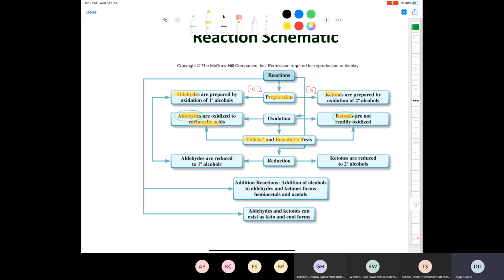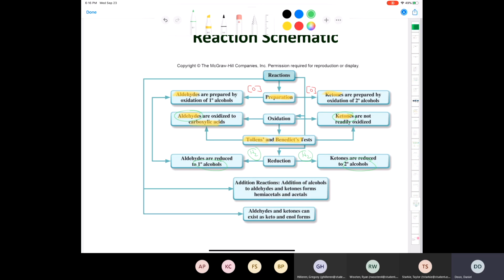What else? The reduction of aldehydes and ketones is just the reverse of the oxidation. An aldehyde can be reduced using hydrogenation. This is a hydrogenation reaction. It doesn't matter if you're reducing an aldehyde or a ketone. An aldehyde will give you a primary alcohol. A ketone will give you a secondary alcohol.